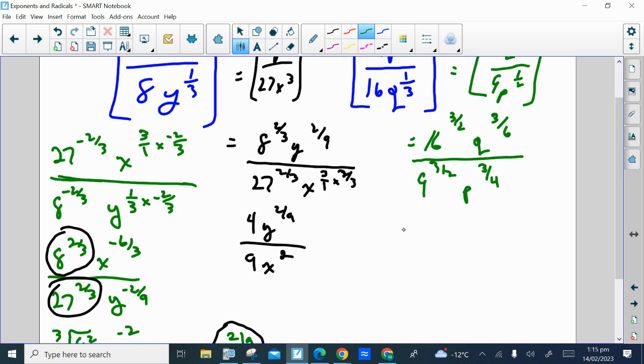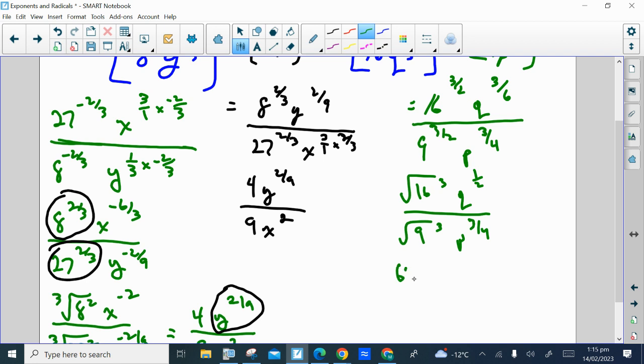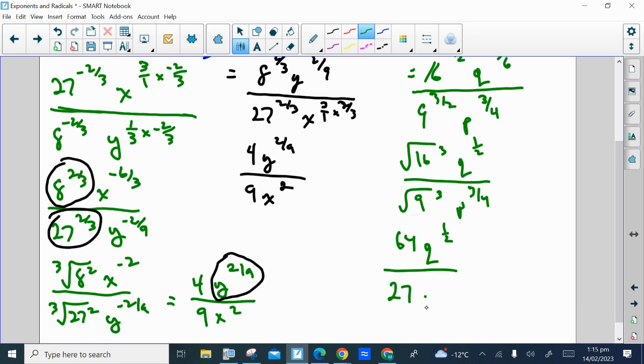16 to the 3/2, that means the square root of 16 cubed. Q to the power 1/2, when you reduce 3 over 6. And on the bottom, 9 to the 3 halves means the square root of 9 cubed. P to the 3/4. The square root of 16 is 4. 4 cubed is 64. And on the bottom, the square root of 9 is 3. 3 cubed is 27. So there's the answer.